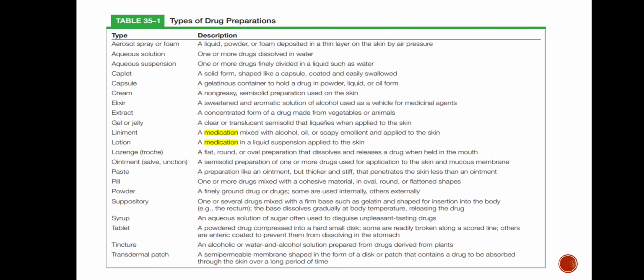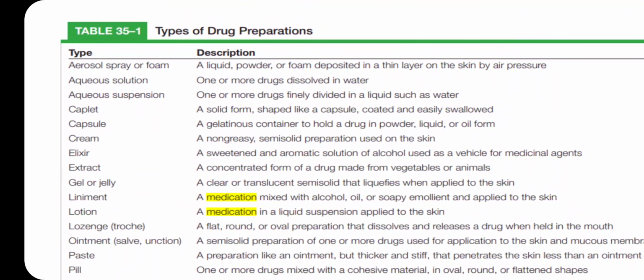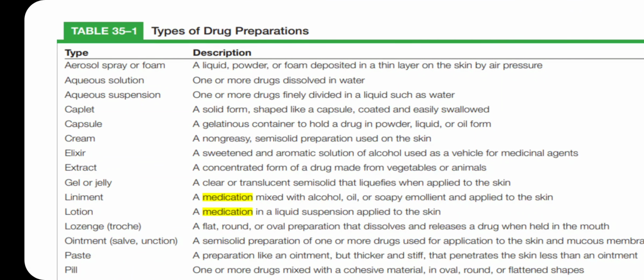So we have here the types of drug preparation. Okay? So, ito yung mga types niya. Aerosol or spray or foam. It is a liquid, powder, or foam deposited in thin layer of the skin by air pressure.